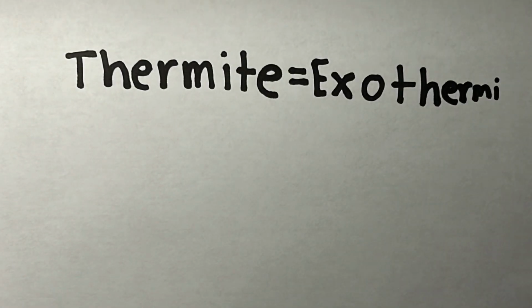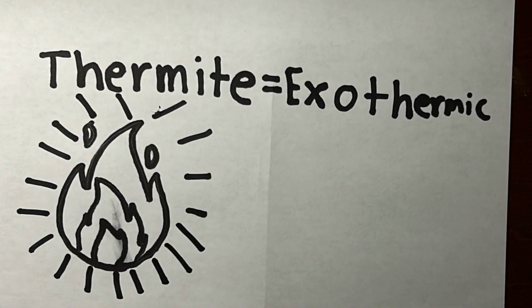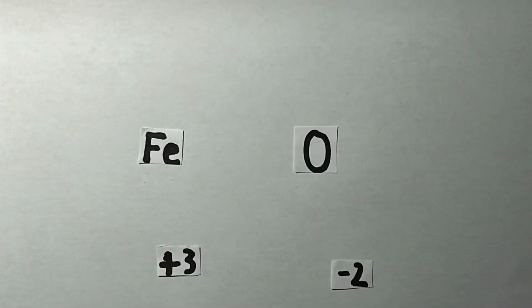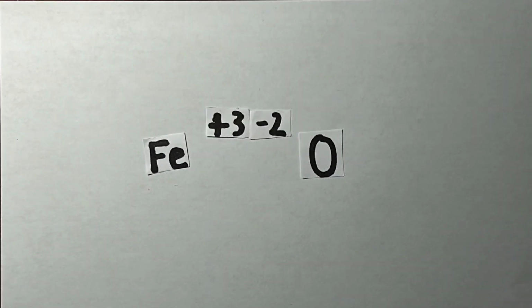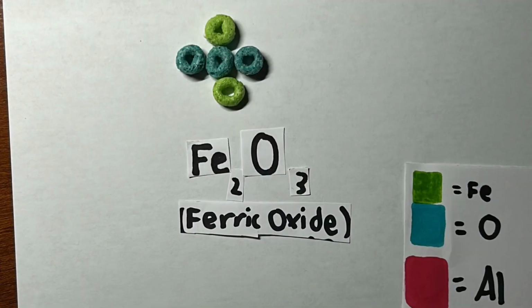A thermite reaction is the ignition of aluminum with ferric oxide. This is an exothermic reaction where heat is released along with its end products. This reaction first begins with the presence of ferric oxide, an ionic compound by itself, because iron is a metal and oxygen is a nonmetal. The reason for the amount of each element here has to do with the charges, as iron is a cation and has a charge of positive 3, and oxygen is an anion and has a charge of negative 2.